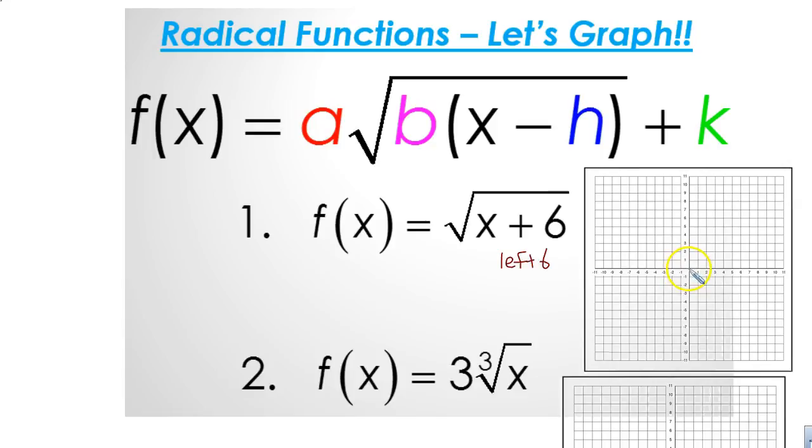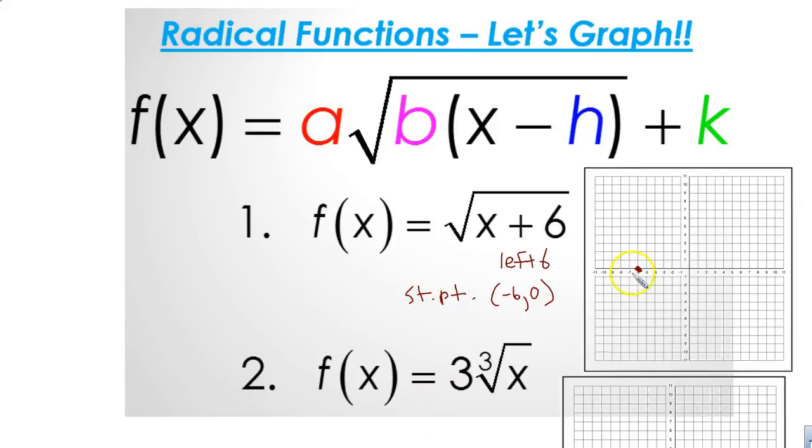So instead of starting at 0, 0, we're going to start at negative 6, 0. That's going to be our starting point, our h comma k. Our h is negative 6, the opposite of 6. And our k, there's nothing listed. There's no plus anything out there, so it is going to be 0. So negative 6, 0 is our starting point.